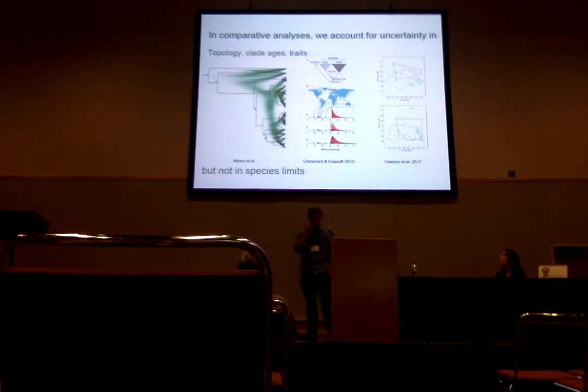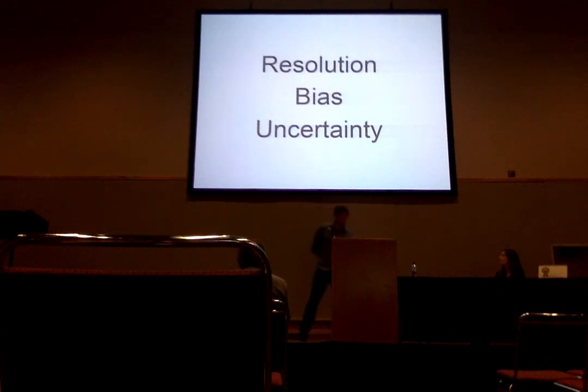And finally, in comparative analysis, we account for uncertainty. If you open up any issue of Systematic Biology and you look across the program for this conference, a considerable amount of work is dedicated to accounting for uncertainty in comparative analyses, whether it's for topology, clade ages, trait variation. All this energy and making considerable progress in these areas. But one aspect we completely ignore. We do not include any aspect of uncertainty in species limits in these types of analyses. So to wrap this up, I would argue that if you want better spatial resolution, less bias, and less uncertainty in your comparative analyses, whatever they may be, from my perspective, the best way forward is through the multi-species coalescence. Thank you.